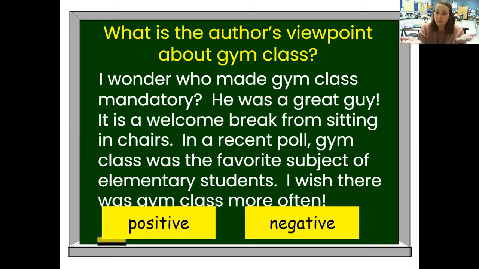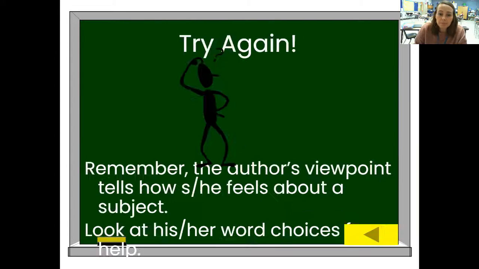Now I want you to think about your viewpoint. Do you agree with this author, or do you disagree? Do you like gym class, or do you not like gym class? Either way, it's okay. Think about your viewpoint. Do you have a positive or negative? For me, I have a positive viewpoint. I love gym class. I think gym class is important for students. It gives them a chance to exercise their bodies, and that is such an important thing. That's my viewpoint. Now, you may not agree with me, and that's okay. Everybody has their own viewpoints about different things.